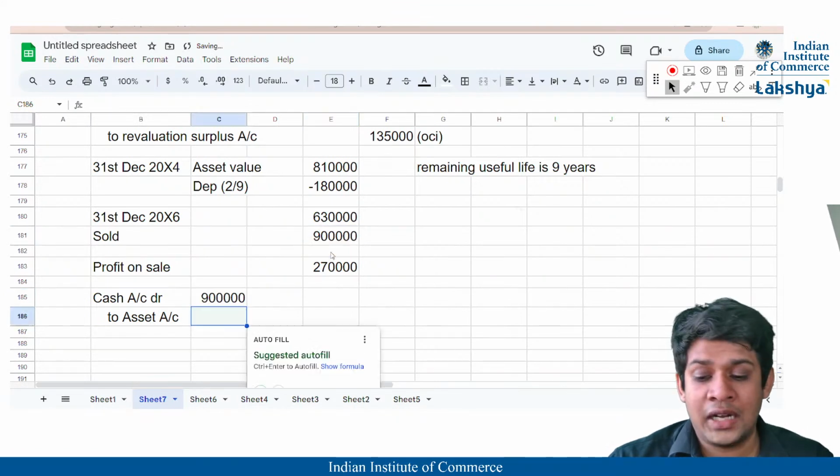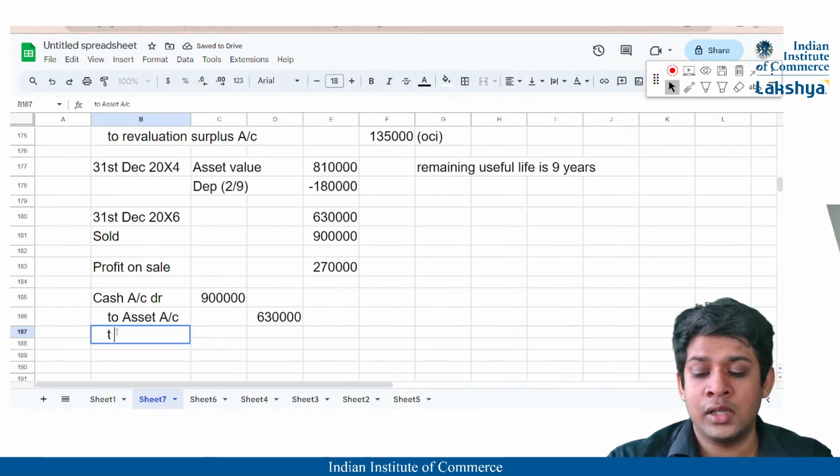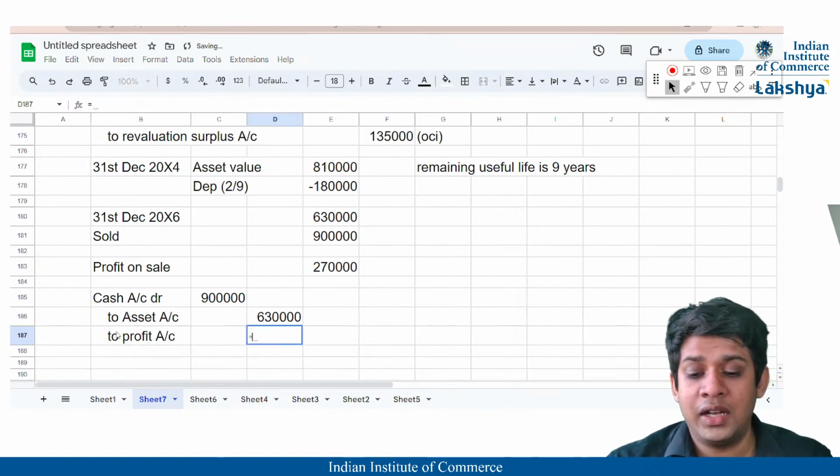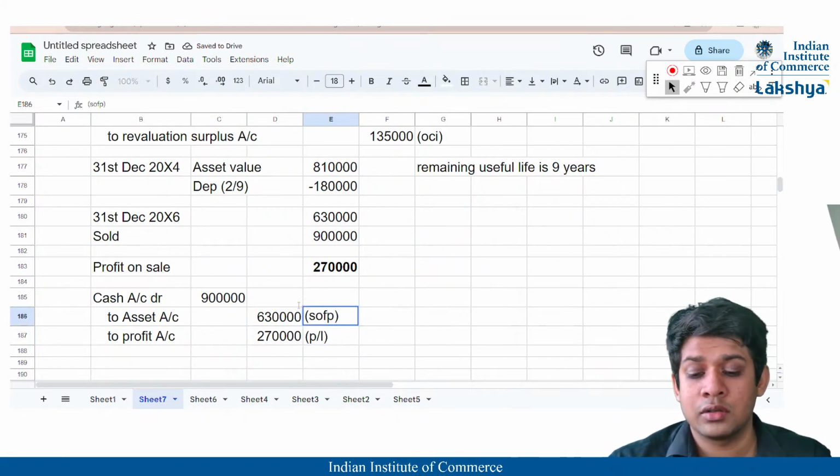So it is sold for 9 lakh. I received 9 lakh. Its carrying value was 6,30,000. And the profit will be stated within the P&L, so profit within P&L account, that will be 2,70,000 as we calculated. This will be stated in my P&L. This will be removed from my statement of financial position.